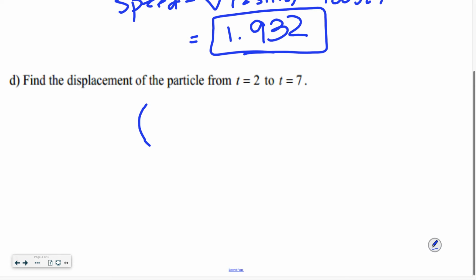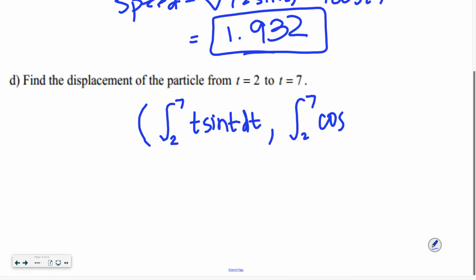So we have the integral from 2 to 7 of dx/dt and the integral from 2 to 7 of dy/dt. Now I'm putting them in parentheses instead of the vectors because we're getting a position, right? It's going to be a coordinate, okay? Also, since this is a calculator problem, you can use your Math 9 command to do the integration.